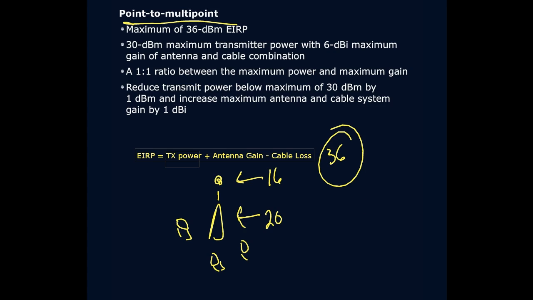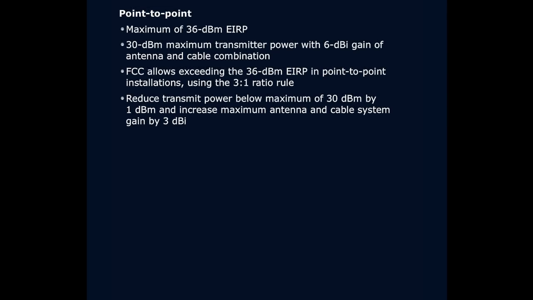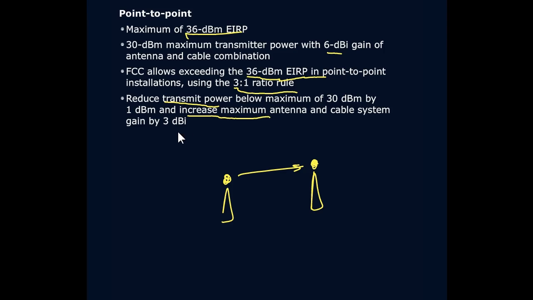Now this is for point-to-multipoint. The FCC defines separate rules for a point-to-point configuration, right? So when I've got an access point connected specifically to another access point, they're going to each have their own antennas. Well, again, initially we see 36 decibels EIRP. So same values, same rules. 30 dB transmitter power, the 6 decibel gain of antenna. So far the same. FCC allows exceeding the 36 decibels EIRP in a point-to-point installation using a 3-to-1 ratio rule. Oh, they set up different rules. So as you reduce the transmit power below the maximum of 30, you can increase the antenna by 3.